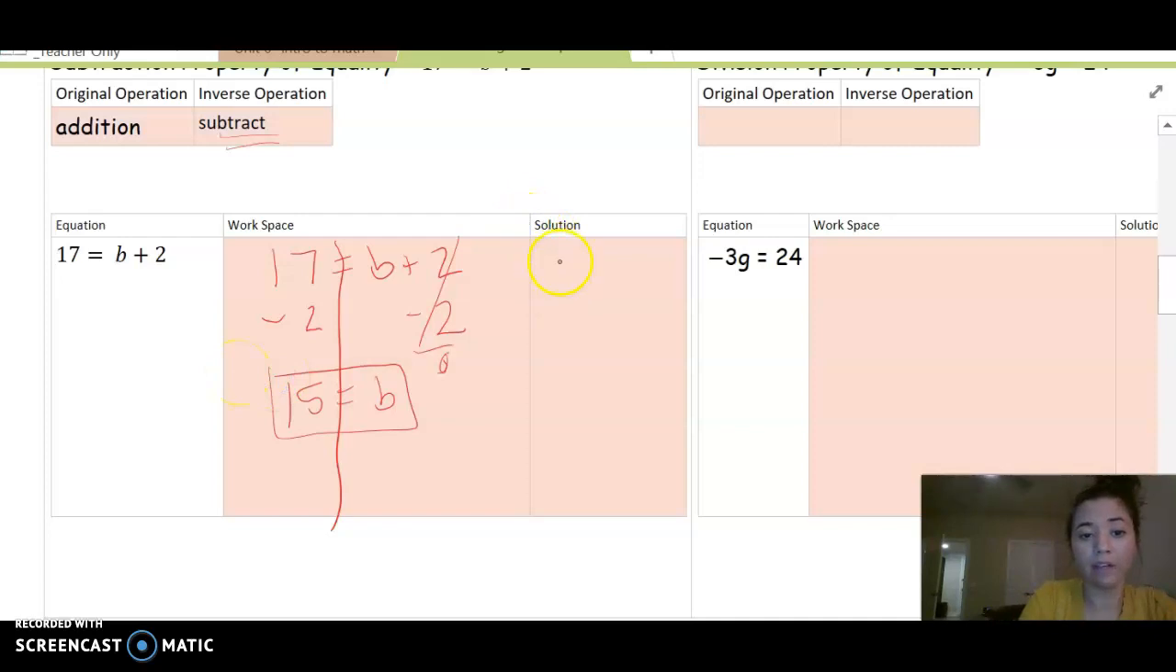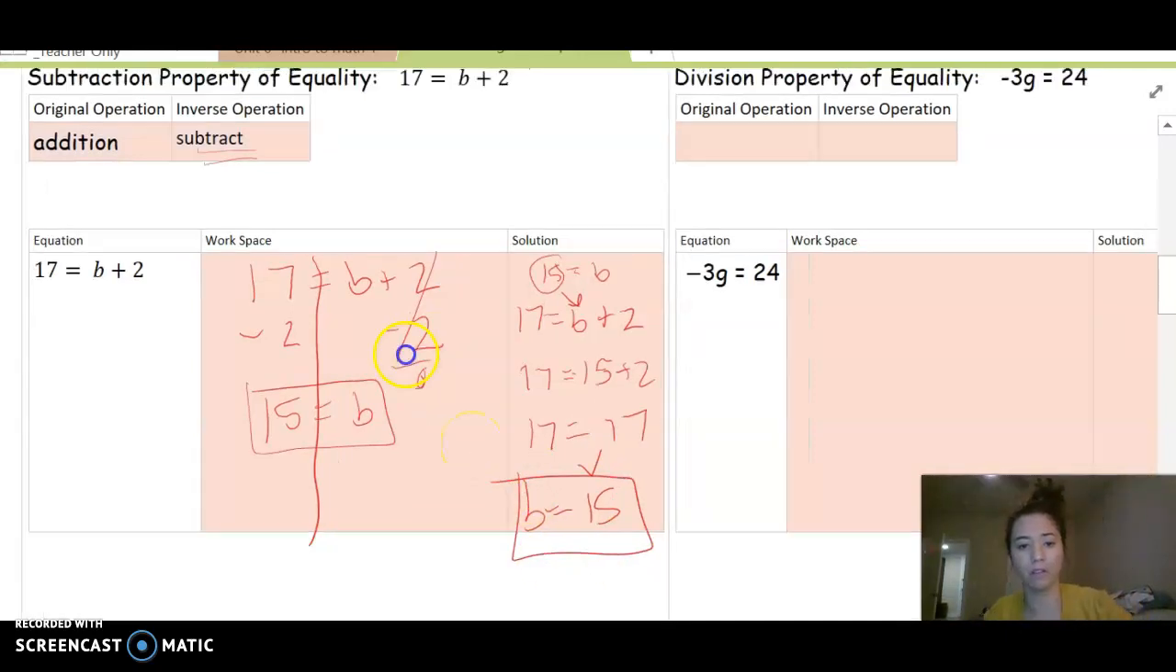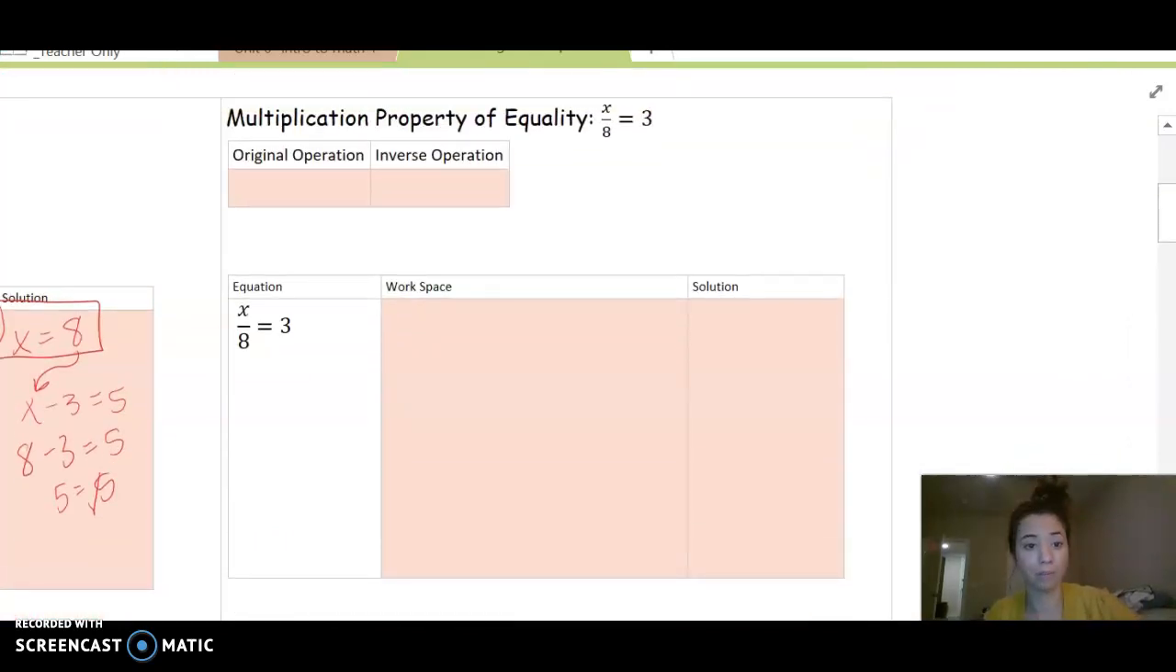Now I'm going to go ahead and double check my answer. So I said it's 15. I'm going to rewrite my equation. I'm going to substitute it in. So I just plugged in 15 for b because that's what I think b is. 17 equals 15 plus 2 is 17. I know I did it right. B does in fact equal 15. Again, pause me if you need to.